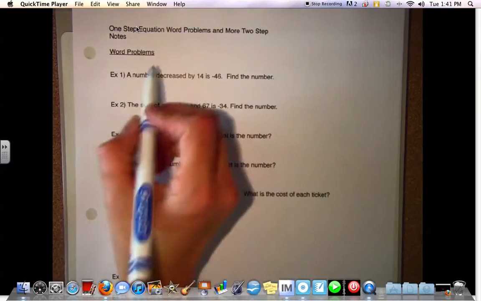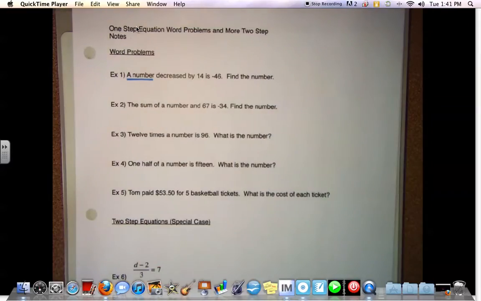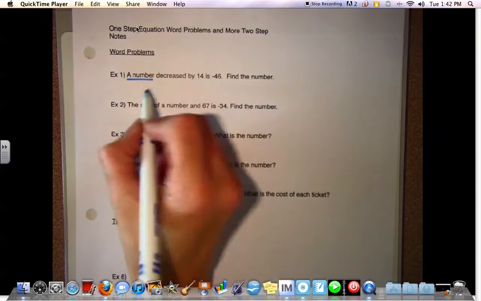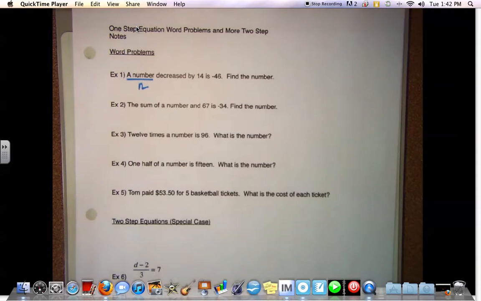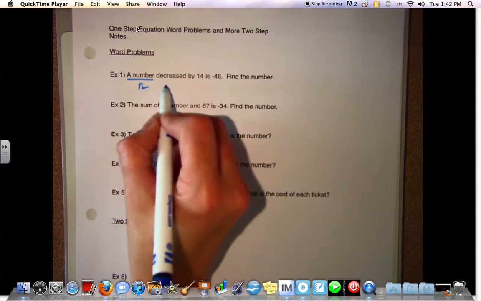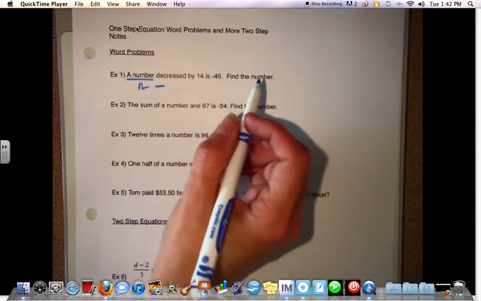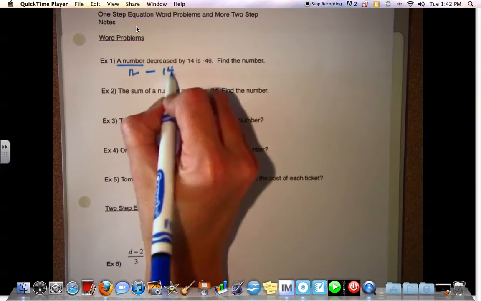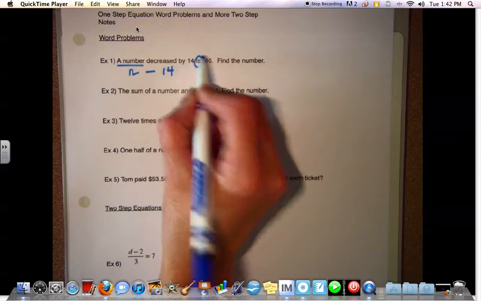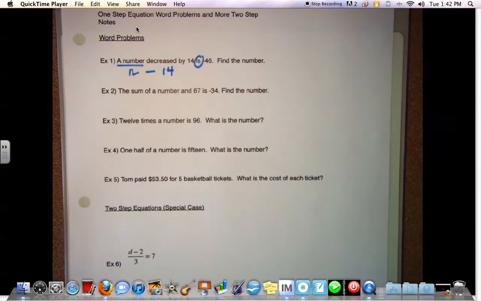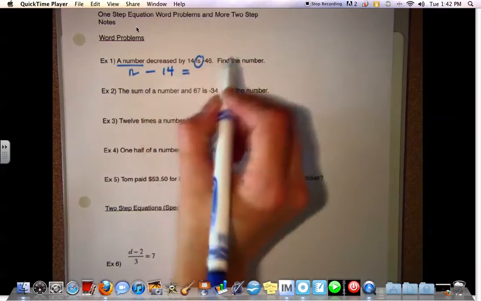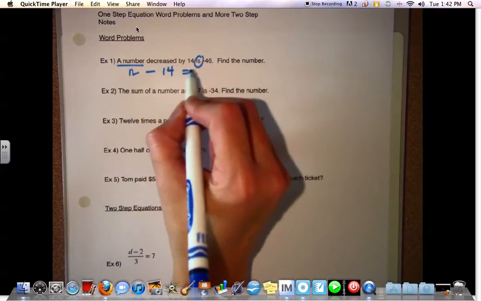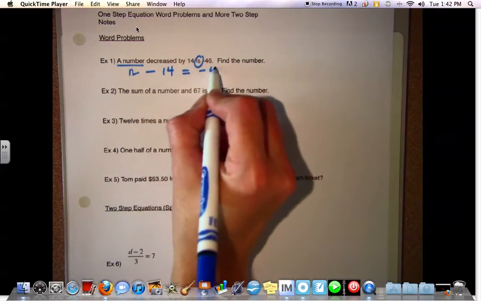So something minus 14. We use what in algebra to represent something? Letters, and we can use n. So n, decreased, we're going to use what? Minus. The minus sign. We're going to do subtraction, yes. By 14, so we just write the 14 down. What do we use to represent is? Equal sign. Equals, very good. And a number decreased by 14 is negative 46.